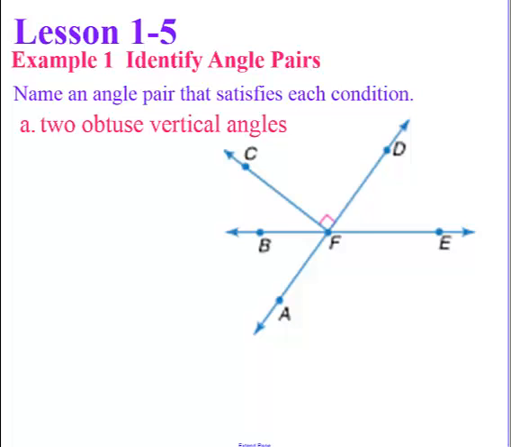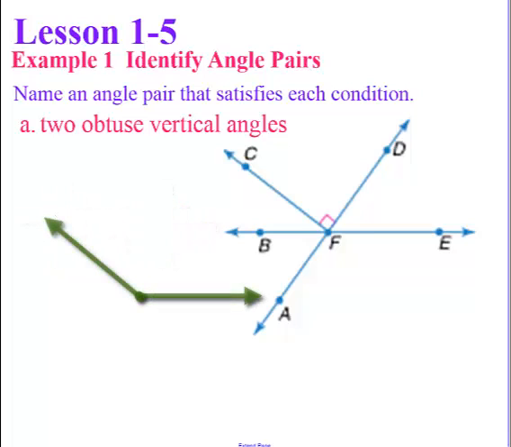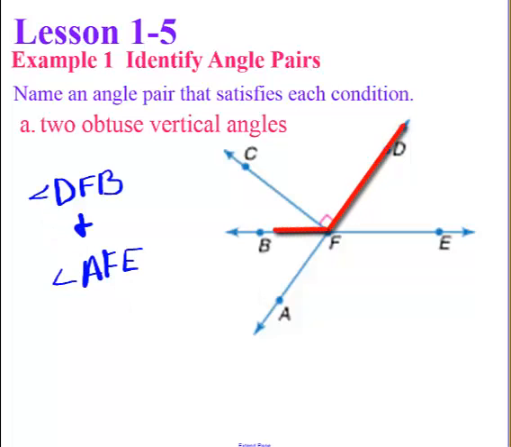Example 1. Identify angle pairs. Name an angle pair that satisfies the condition. Part A. Two obtuse vertical angles. So we want to look for two angles that are first vertical, that means across from each other, and they also have to be obtuse, so they have to be greater than 90 degrees. So if we look at our picture, angle DFB and angle AFE are vertical angles. They each have measures greater than 90 degrees, so they are also obtuse.